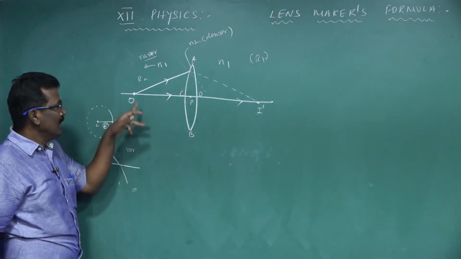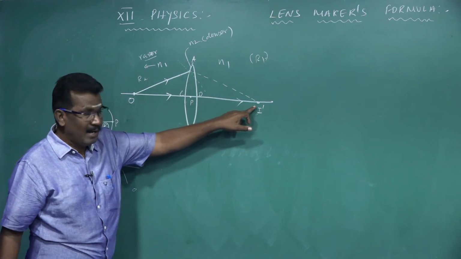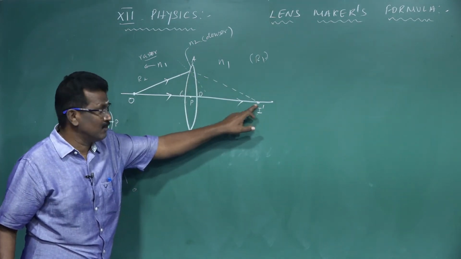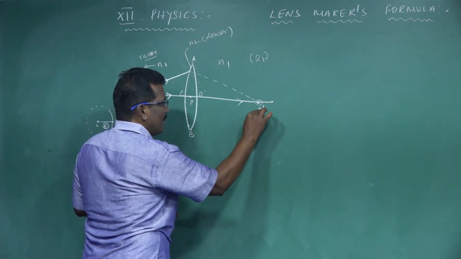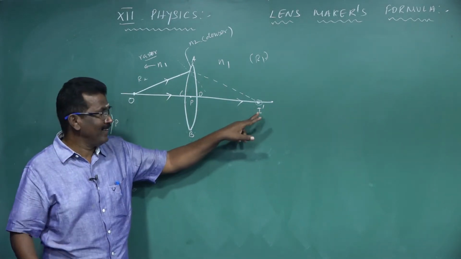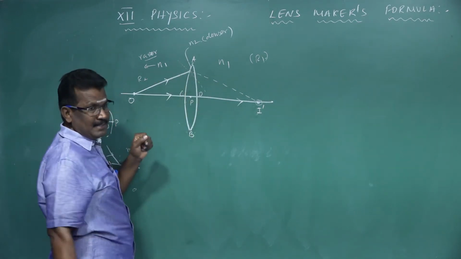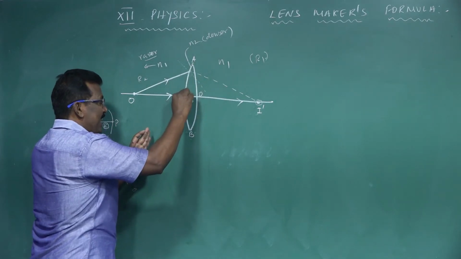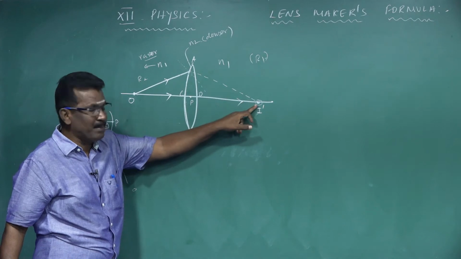After incidence at a point on one of the spherical surfaces, ACB, the ray is refracted and meets the principal axis. So the two rays meet at this point, and the image formed is called I prime. Don't write I, it is I prime. Why am I putting this dot? Because we are considering only the surface ACB. After incidence on the surface ACB, the image is formed at I prime.